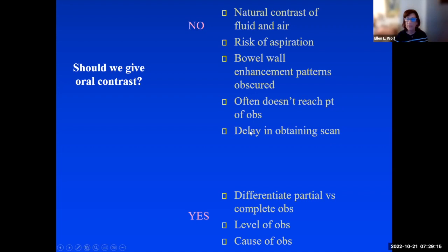If you give oral contrast, they need to drink the contrast. It takes a while for them to do that. Obviously, the scan is going to be delayed. However, people say, yes, oral contrast is helpful because we could differentiate partial from complete. If we see contrast getting into the distal small decompressed bowel, it's only partial. It's more helpful to determine the level of obstruction and the cause of obstruction if we give oral contrast. So this is controversial. Some people always give it, some people never give it, some people sometimes give it.